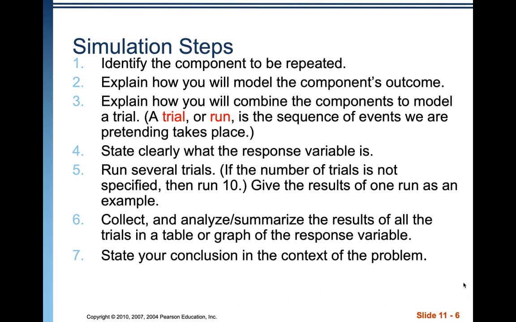Then we're going to run several trials. Like I said, if we were programming computers to do these, we would have them run thousands of trials. But since we're doing this by hand, we might use a random integer generator, but we're not programming the whole process. We will run 10 unless it's specified otherwise. You want to give an example. You want to have one run or one trial. You want to show exactly what those results were and how you interpreted them.